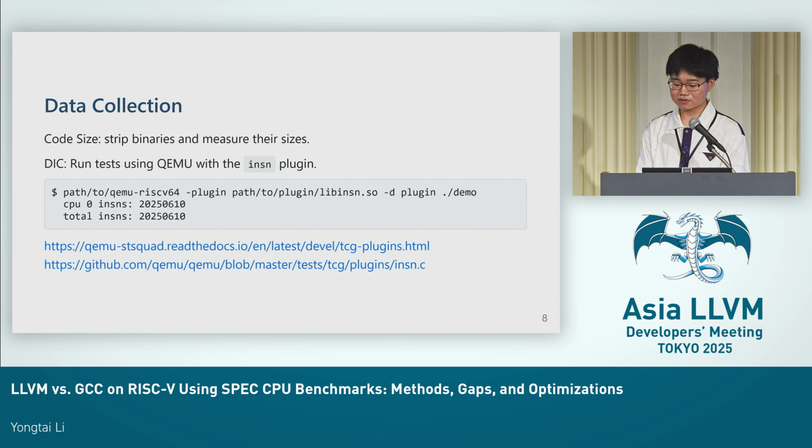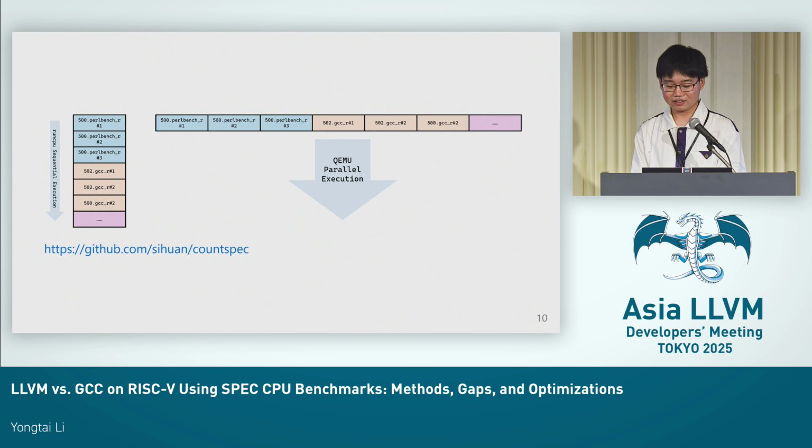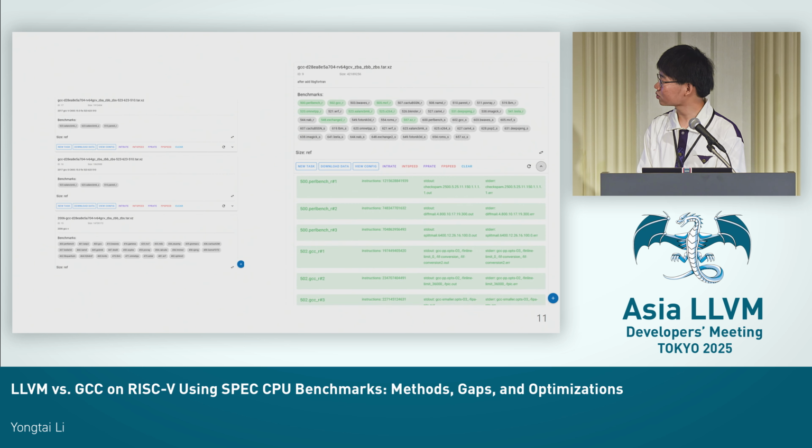For code size, we strip the binary and read the file size, which is easy to do with a Python script. The dynamic instruction count is captured using QEMU's built-in insn plugin, just like this. Okay, here are some links about the plugin. And we built a tool to run those tests in parallel using QEMU. It saved a lot of time. Here is a GitHub repository and some screenshots about this tool.